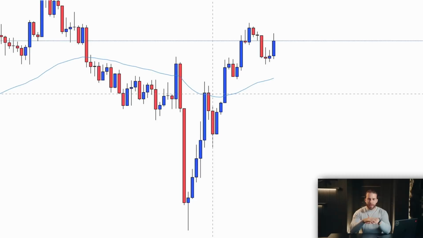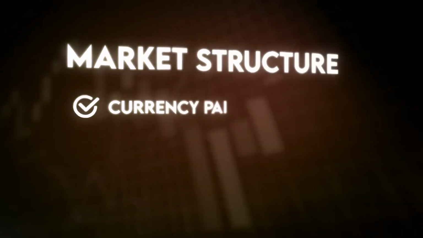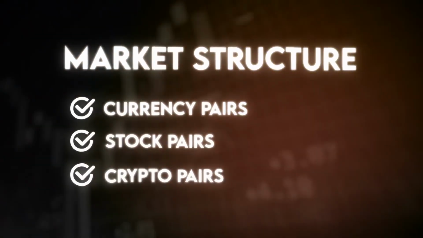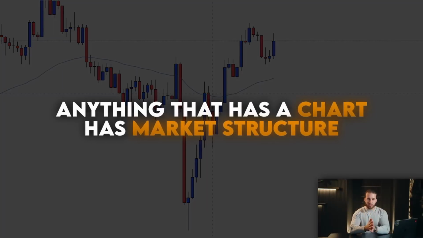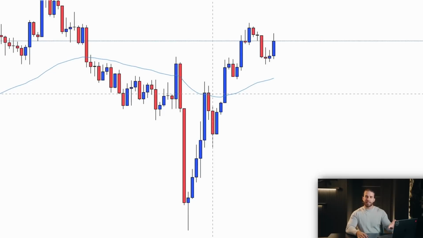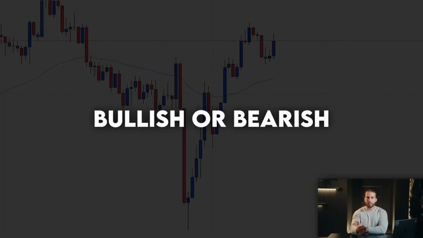So it does not matter what currency pair you have, what stock pair you have, what crypto markets in front of you, binaries, anything that has a chart has market structure. You can't tell what market this is and you can't tell what time frame this is. What you could tell is that this market is bullish or bearish.